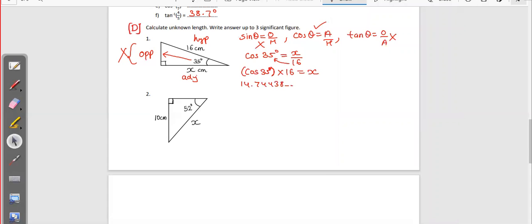14.74438 dot. It is important to mention this step because you need to tell the examiner that you have got this value in your calculator and you are writing the final answer up to 3 significant figures as 14.7. Unit is centimeter because we are finding the length. We are finding the unknown length x. Don't forget to mention this step.